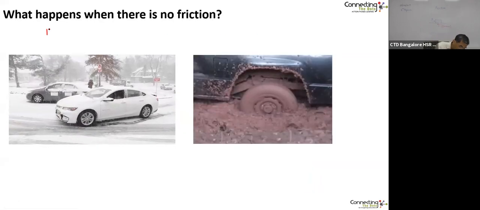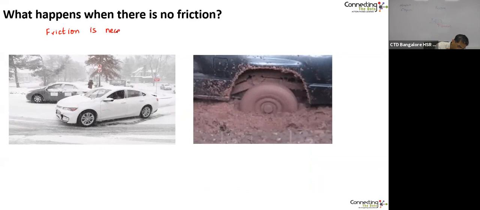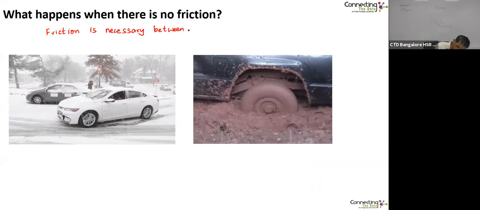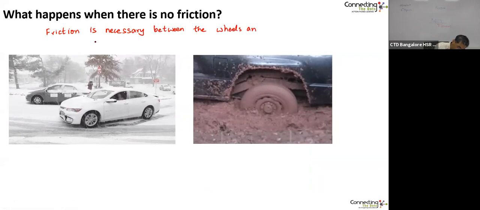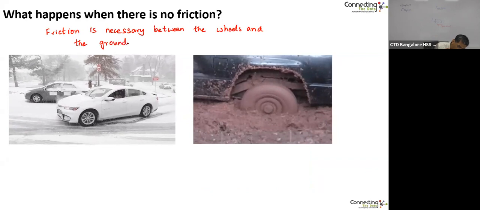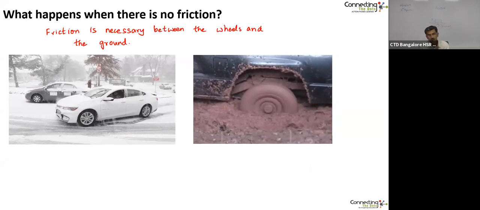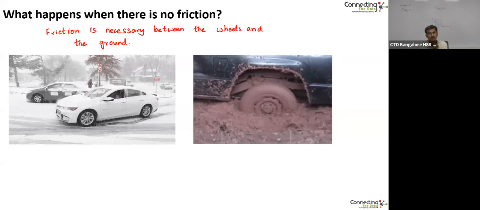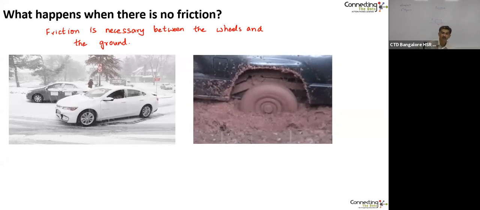Friction is necessary. If the car has to move forward, friction is necessary between the wheels and the ground. Otherwise, the car will not move forward. The car just stands there. You can see that the wheel is turning, but the car does not move forward. And why does that happen? Because there is no friction. So friction is necessary once again.